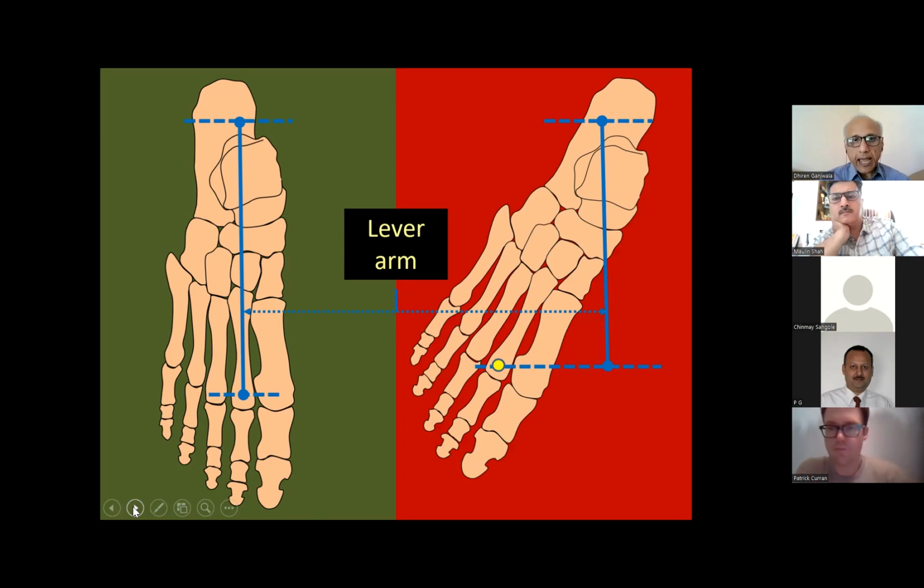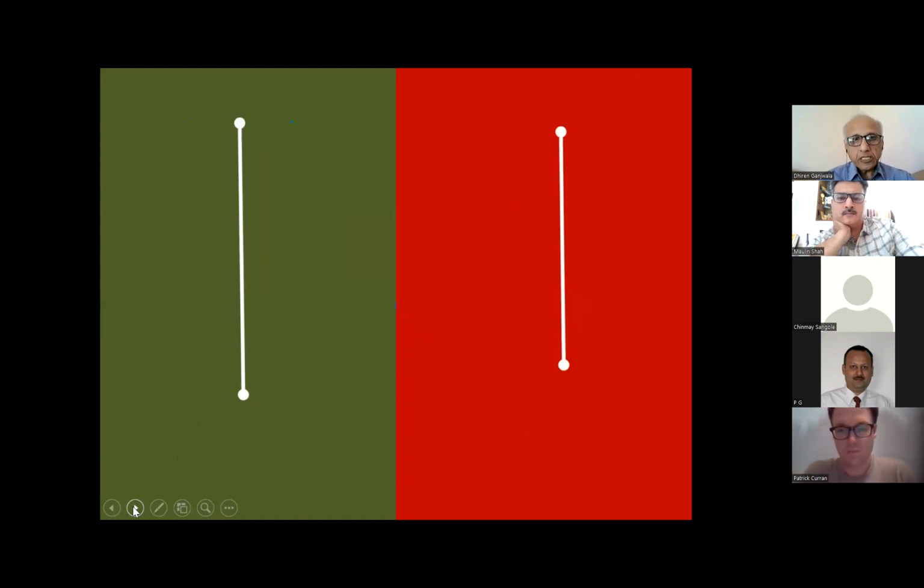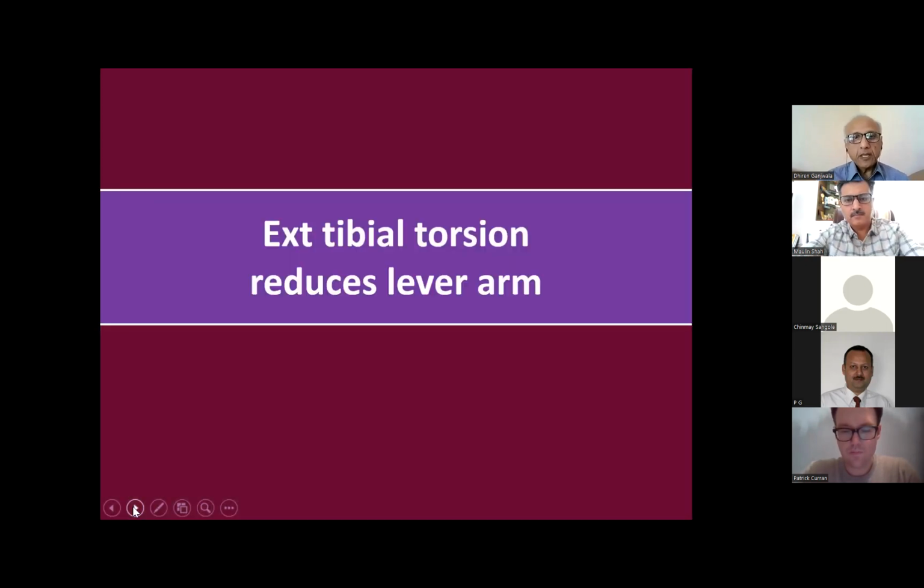To make it clear, I am taking out all the other bones from the picture, and we are looking at the lever arm. This is the person with straight feet. This, in red, is the person with an out-toeing gait. And we can see that there is a reduction in the length of the lever. So this is what the reduction is. So external tibial torsion reduces the lever arm of soleus.